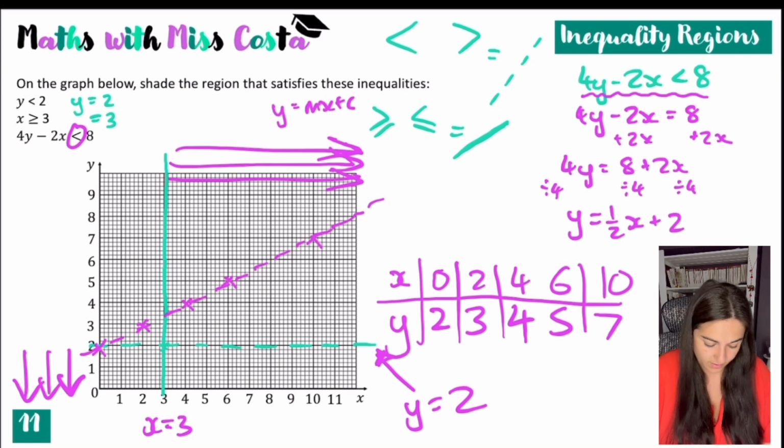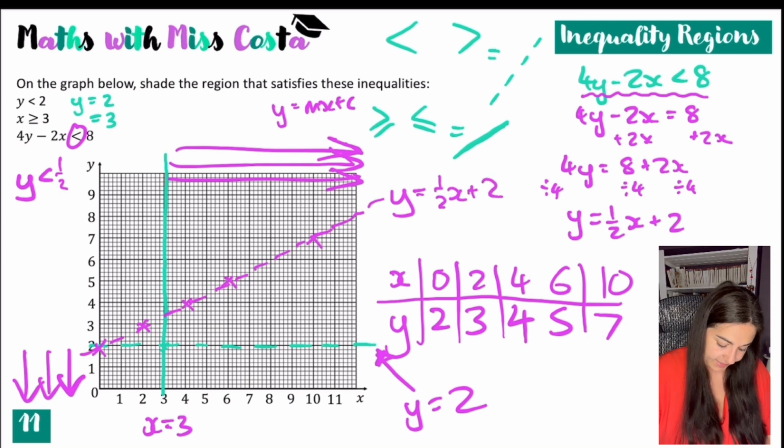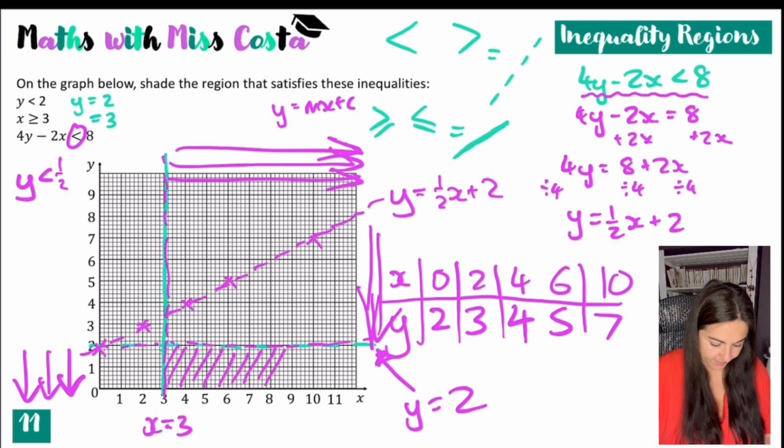And then finally, we've got the line y equals a half x plus 2. So y would be less than a half x plus 2. This is the line y equals a half x plus 2, and it needs to be less than that. So therefore, everything that is below here. It needs to be below this line here as well, and larger than this line. So the only place it could possibly be is over here. So that would be the region that satisfies all of those inequalities. It's less than this line, greater than that line, and less than this line.